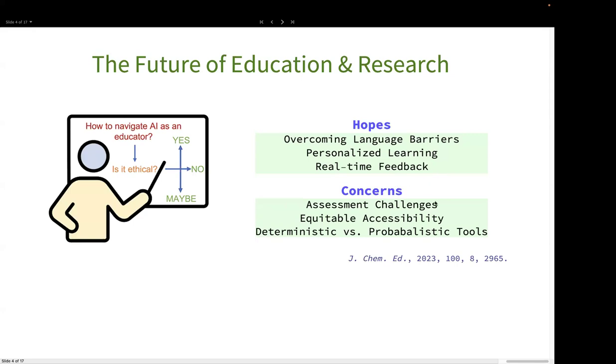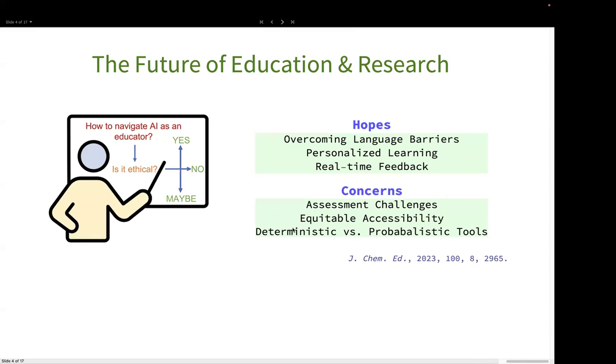There are concerns, and they're not small ones. Assessment challenges: what do you do now that someone can feed in homework problems carte blanche out of a textbook or assignment and get an answer back? Accessibility: these tools are not easily accessible to everybody because they are paid products. That causes some issues about making sure that everyone's getting a fair shake at learning.